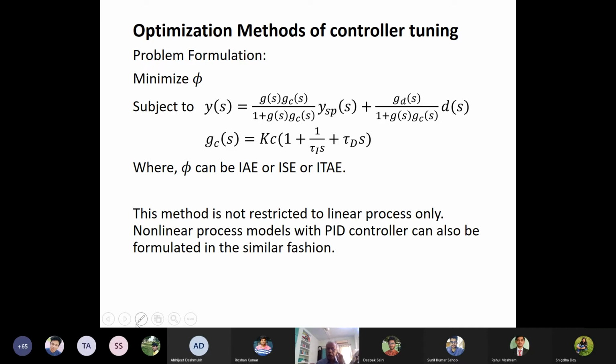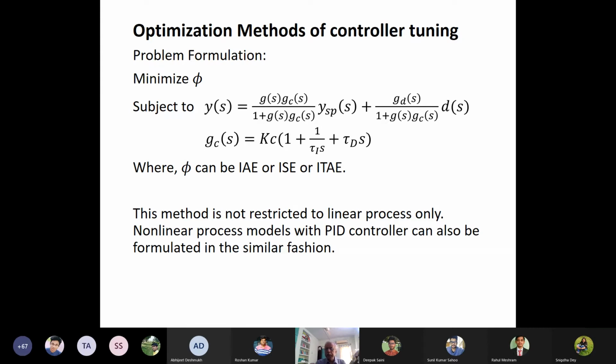In this problem formulation, we have used a linear equation, that YS is equal to GPS into YSPS plus GDS into DS, which is a linear equation. Instead of these linear equations, we can use a nonlinear process model also. So we can use a nonlinear process model over here with the PID controller, and we can formulate the same problem again for minimizing the IAE, ISE or ITAE.